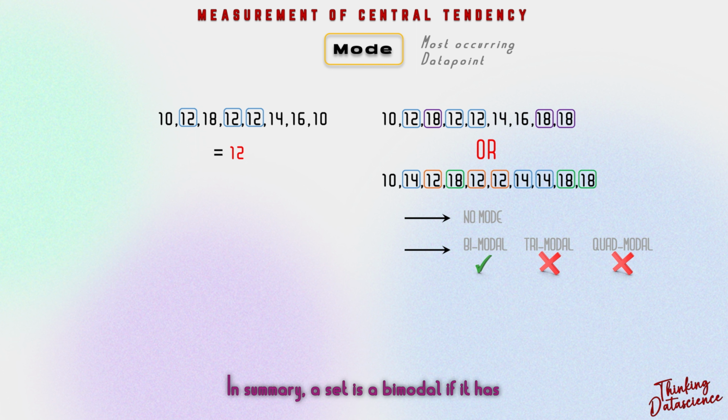In summary, a set is bimodal if it has two values that occur with the same highest frequency. If there is no clear winner in the set, we say that the set has no mode.